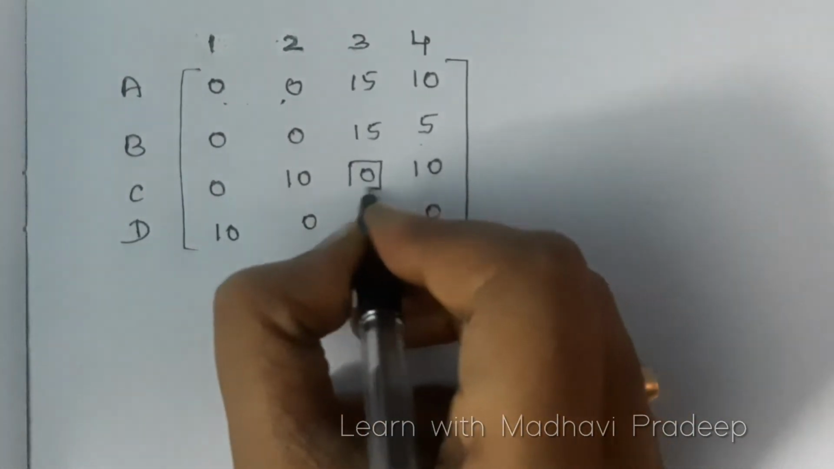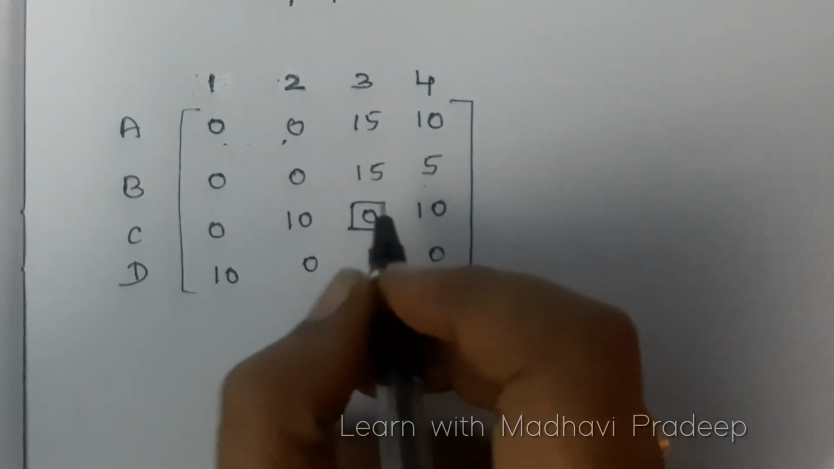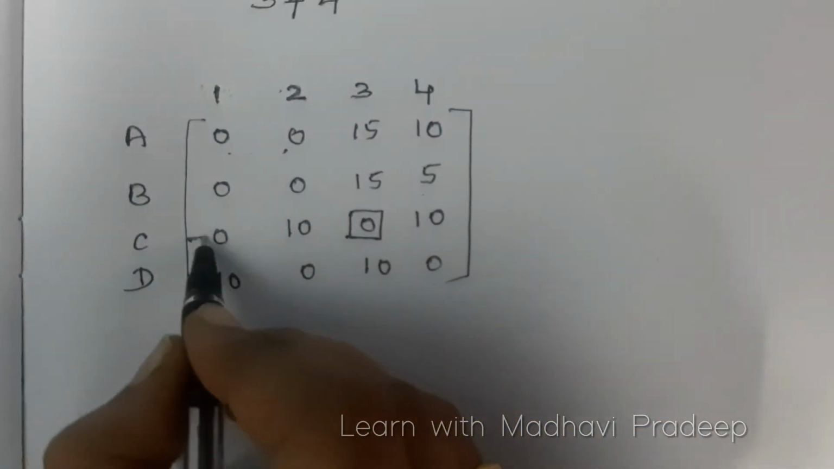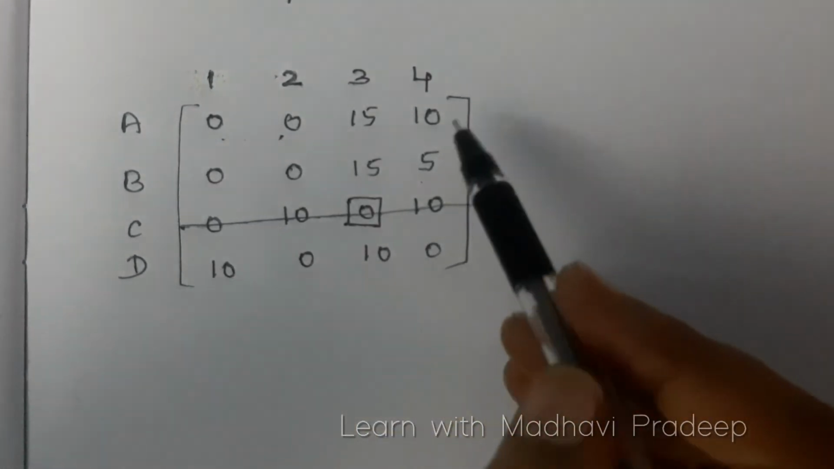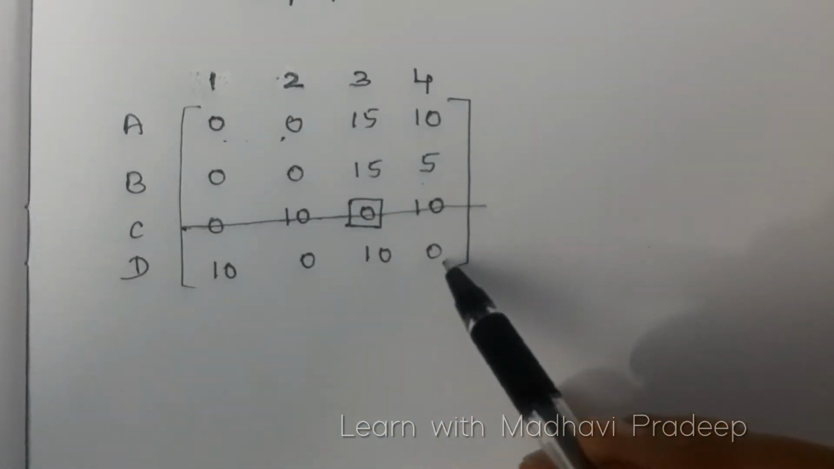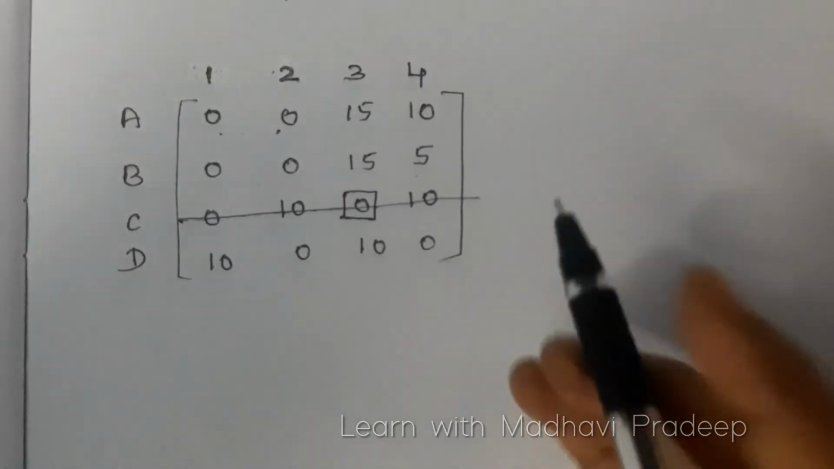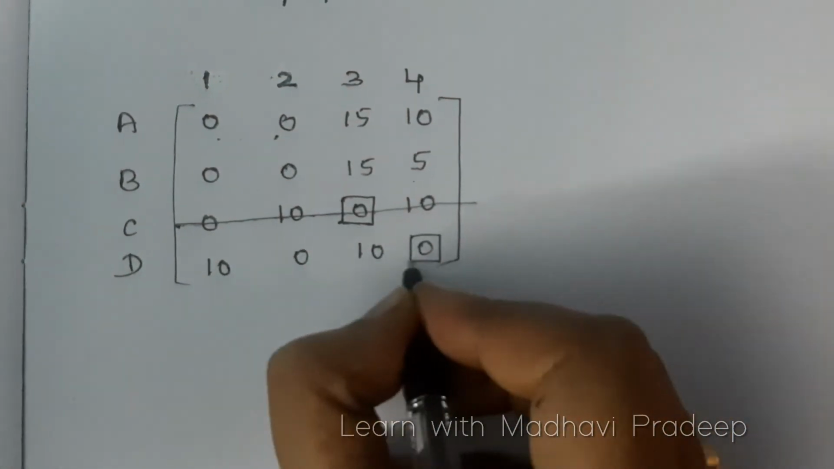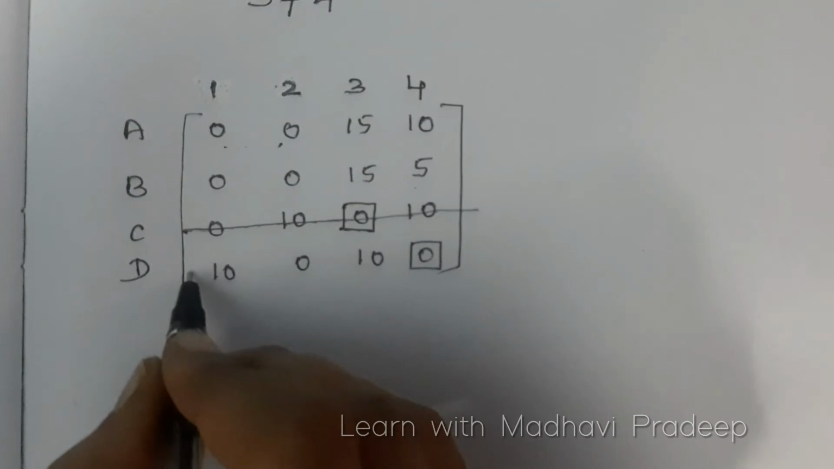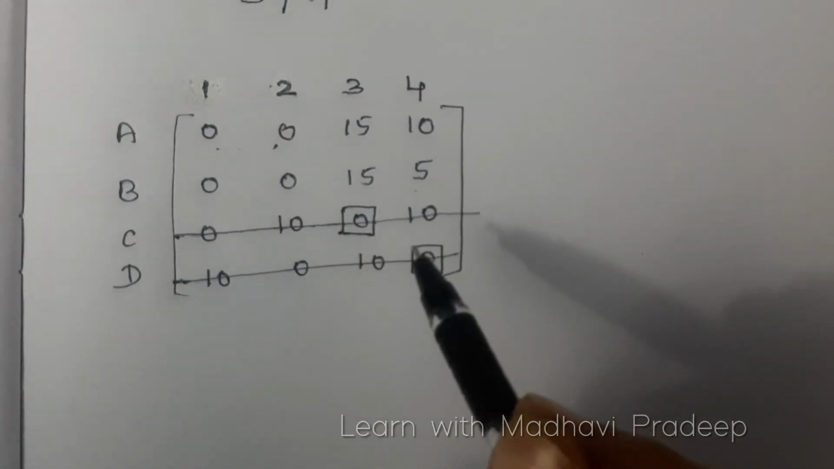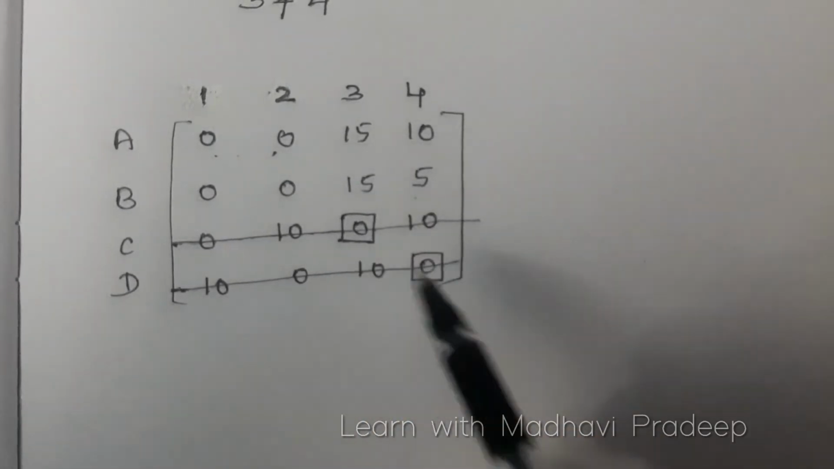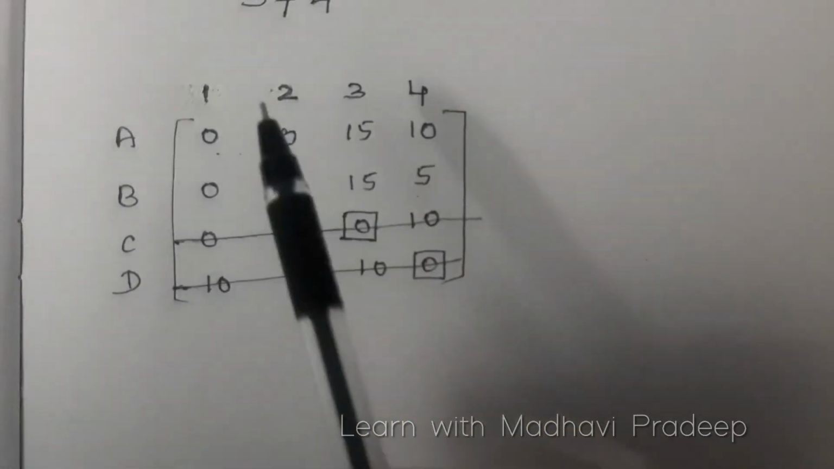So allocate this 0, and since this is column scanning, you have to draw a horizontal line across that row. Now in the fourth column, check whether you have exactly one 0. Yes, I have exactly one 0. So allocate this 0 and draw a horizontal line. So after the row scanning and column scanning, column scanning is now done. Now check whether all the zeros are cancelled.